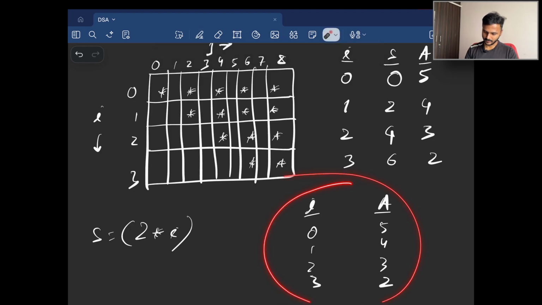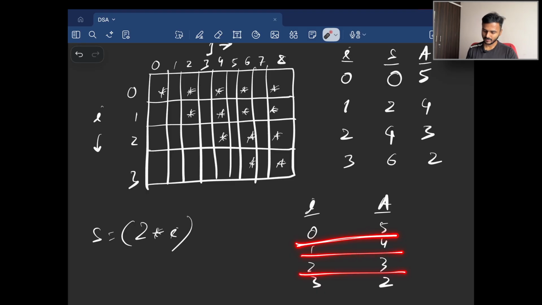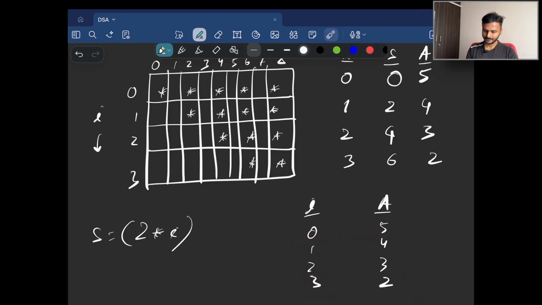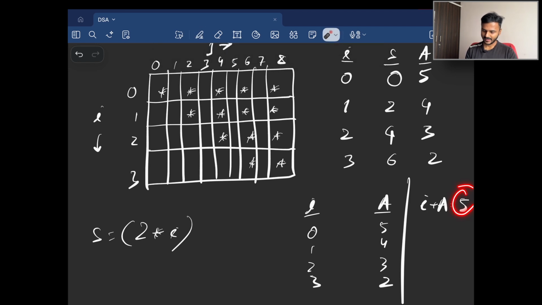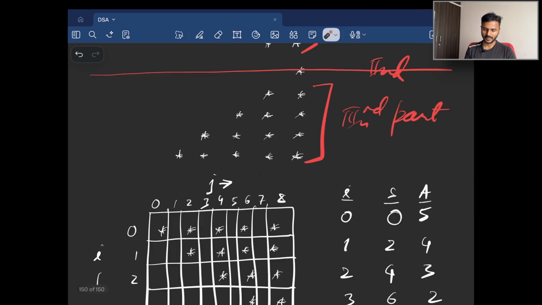So take a look at this. If you observe, you would notice that when you add I and A, you end up with 5. See, 0 plus 5, then 1 plus 4, then 2 plus 3, and then 3 plus 2. So can we say that I plus A is equal to 5? We can, right? And this 5 is not a random number. We know it by now.